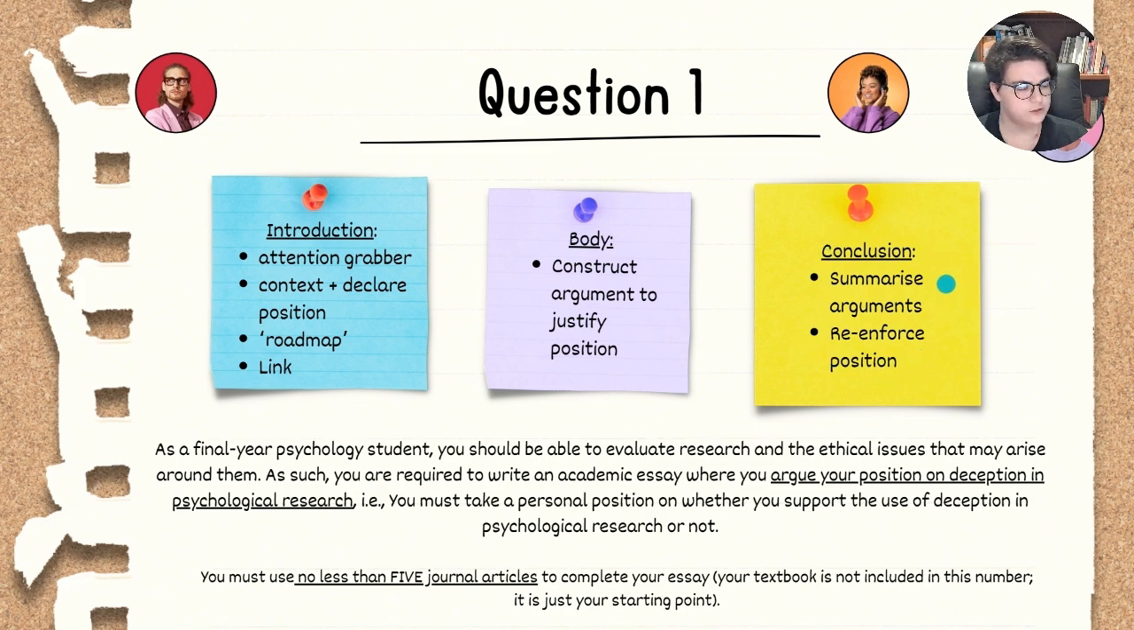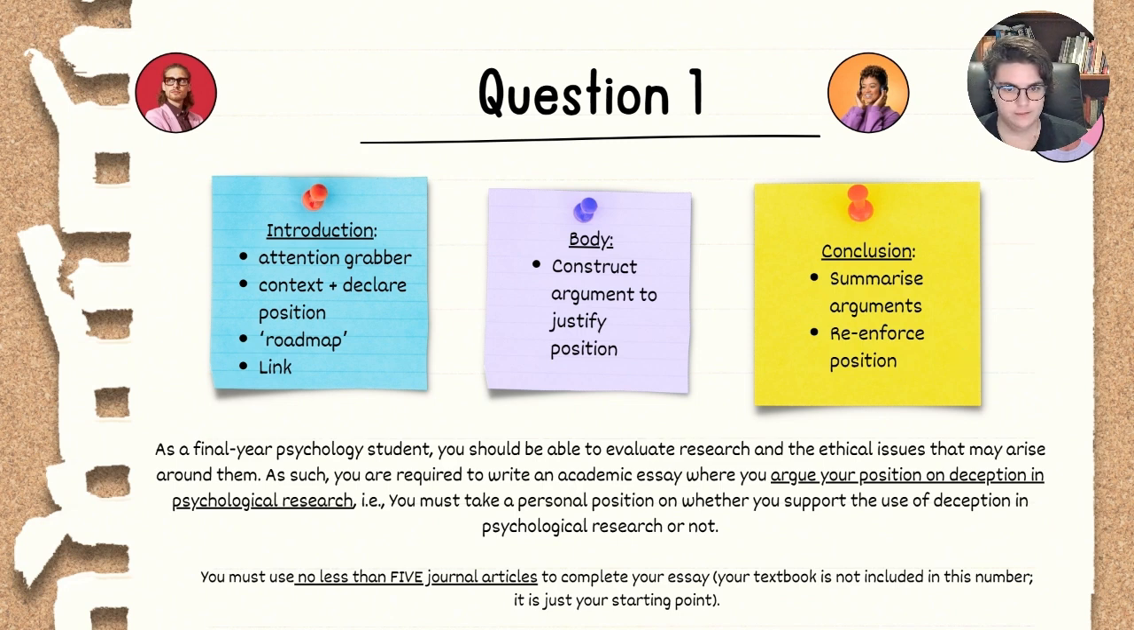You need to summarize your main points that you've just explained through your essay and end off by reinforcing your position. Say something like, therefore, because of these strong facts, I accept the use of deception in research under particular circumstances. Let's say that's a position. So just make sure that you're reinforcing that position to end off your essay on a strong note.